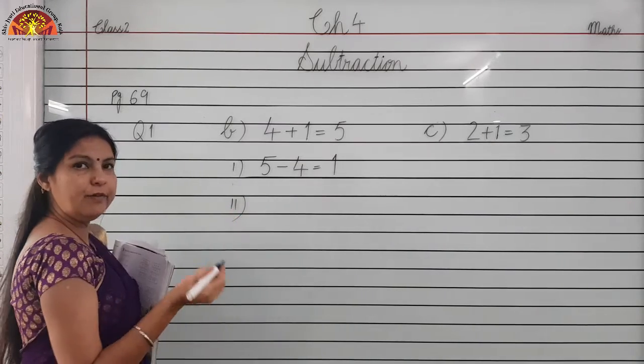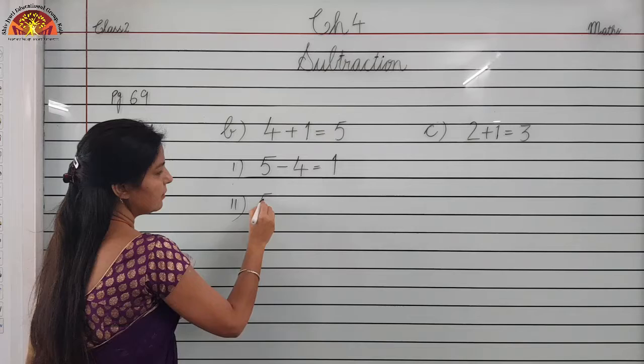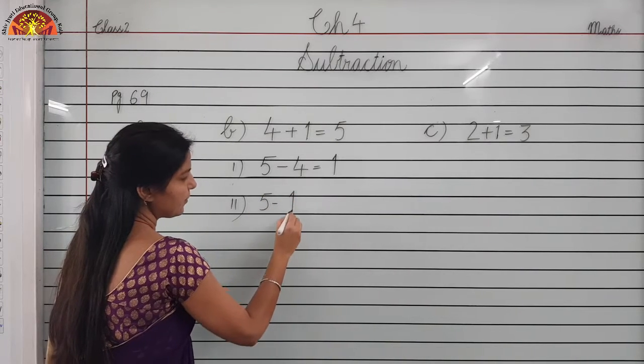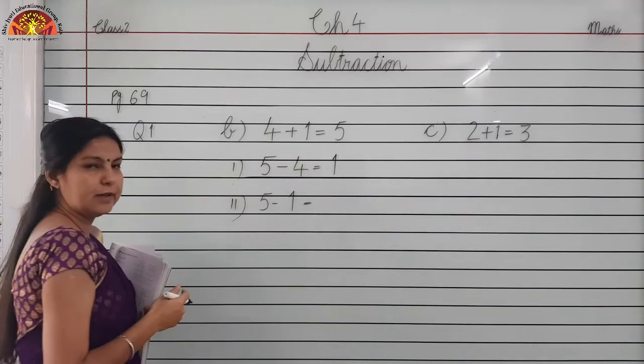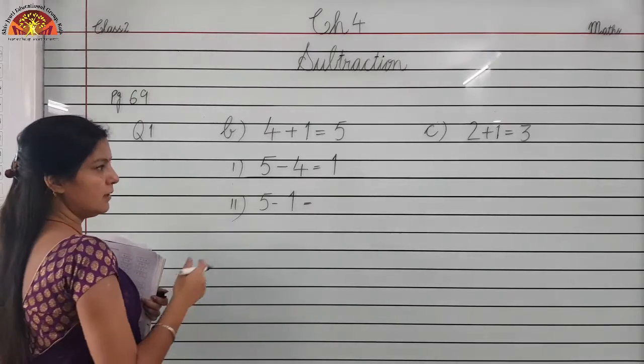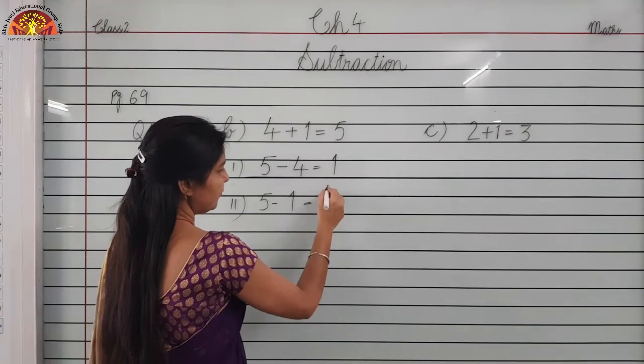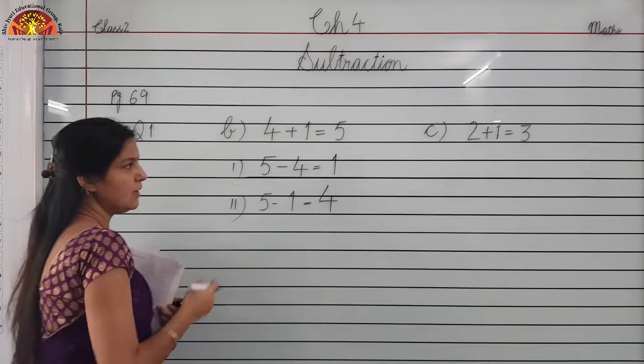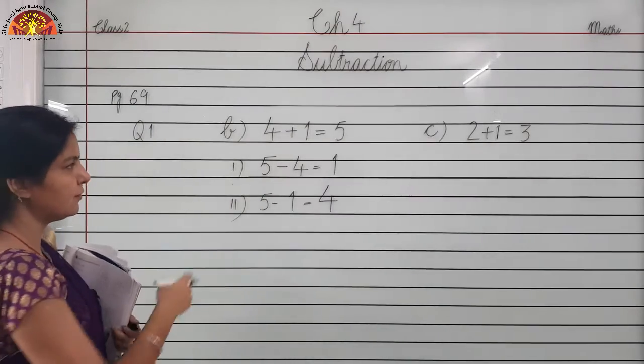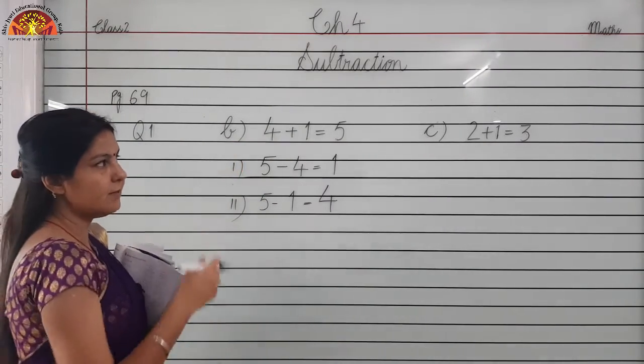Now, again we will subtract 1 from 5. When we subtract 1 from 5, the difference is 4. So, these are 2 subtraction facts of this addition. Now, let us see one more question of this.